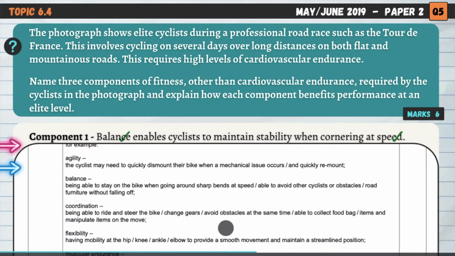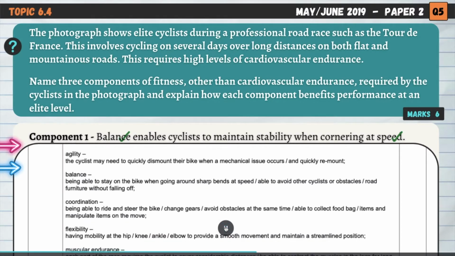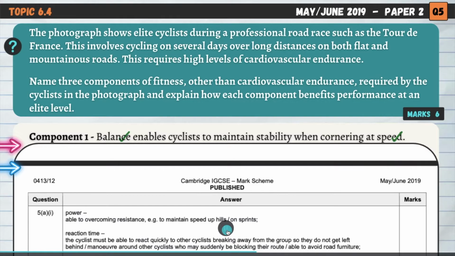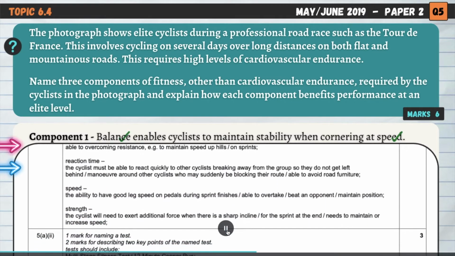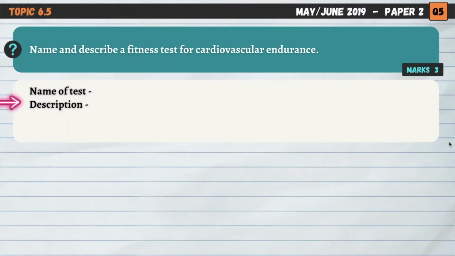So I'll just pause as we go down here. You can pause the video and have a look through these if you like. But agility, the cyclist may need to quickly dismount from their bike if there's a mechanical issue. So it's just an example of how the components could benefit the cyclist by using examples from the cycling event. So there were all the options there. Skip back, pause the video if you need to have a look at the mark scheme.